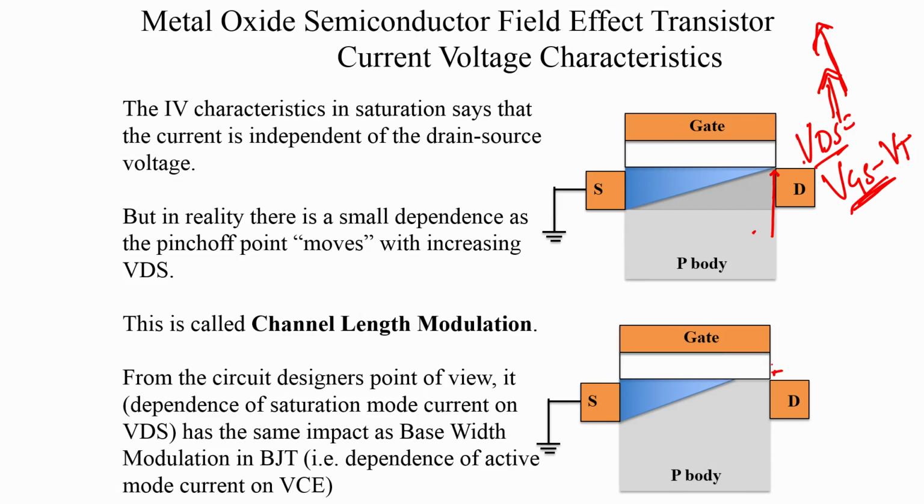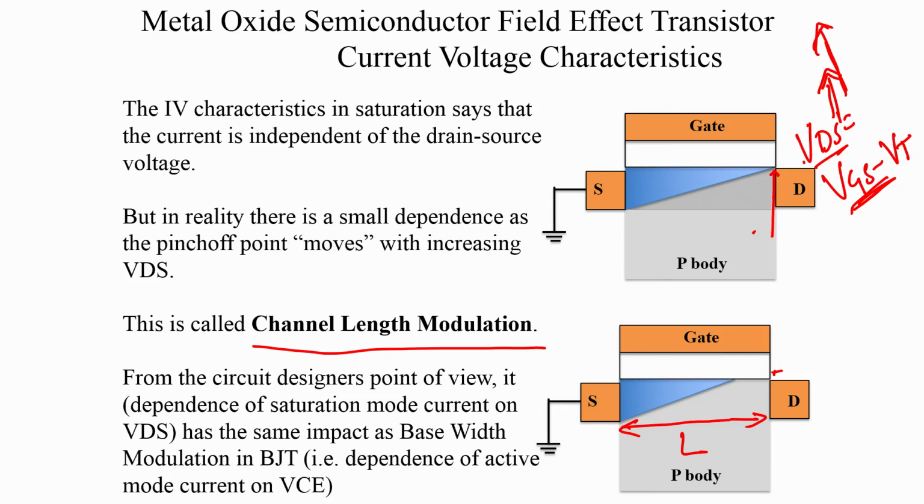influence the current voltage characteristics is something called channel length modulation, okay, which means that the effective channel length, the behavior of the channel, is being modulated by the VDS, even though the device is in saturation. Now, this is a very important phenomenon because it directly impacts your circuit design, particularly if you want to build amplifiers. Channel length modulation plays an important role in determining the gain, etc.